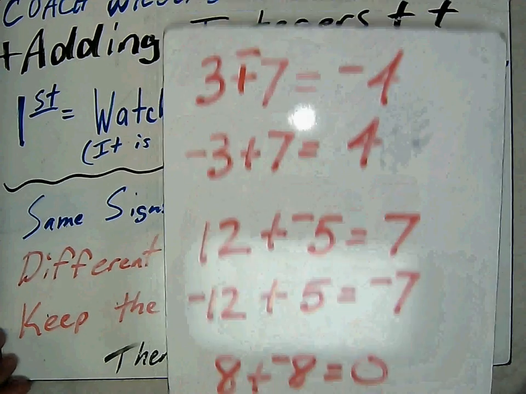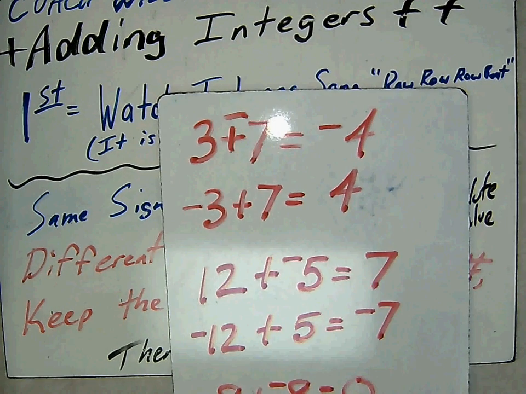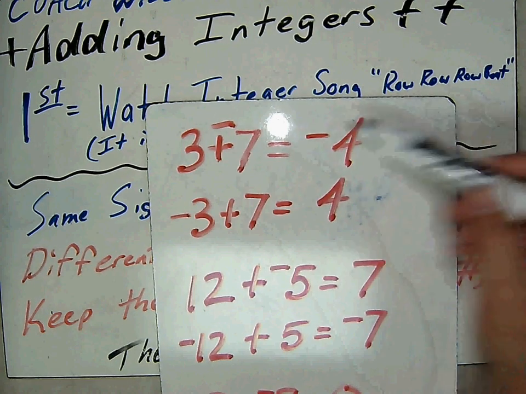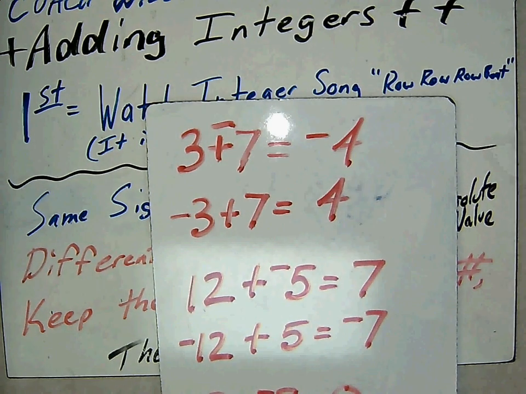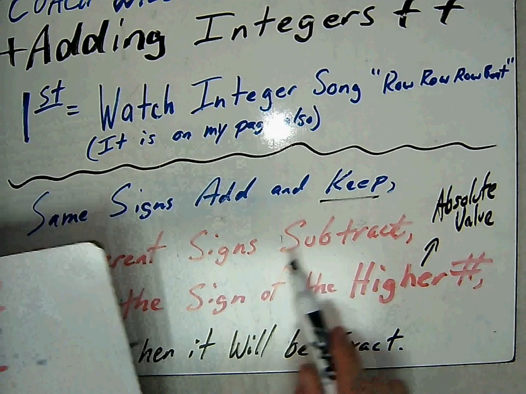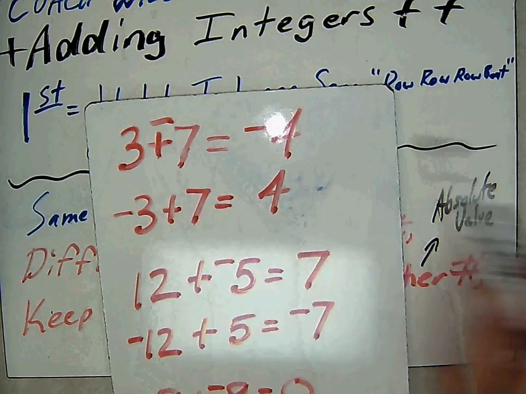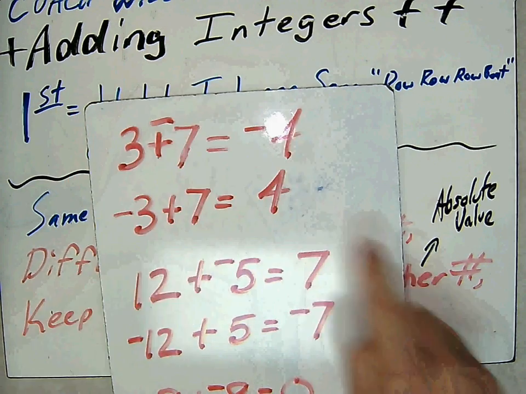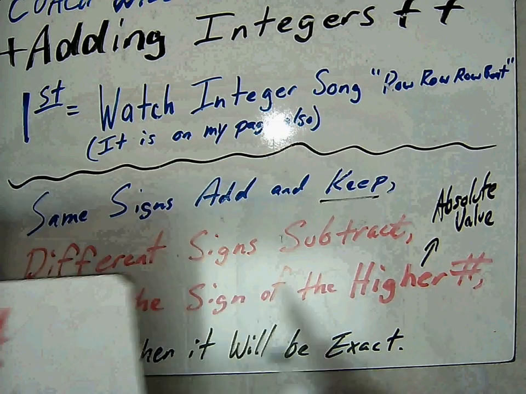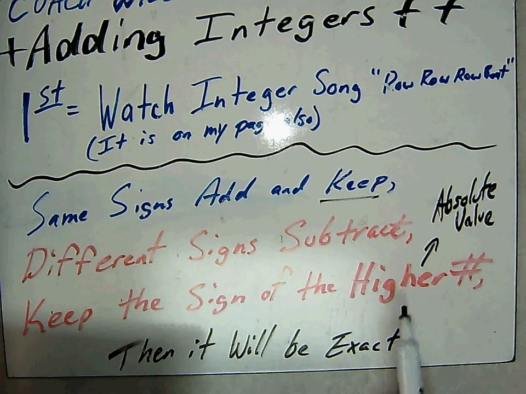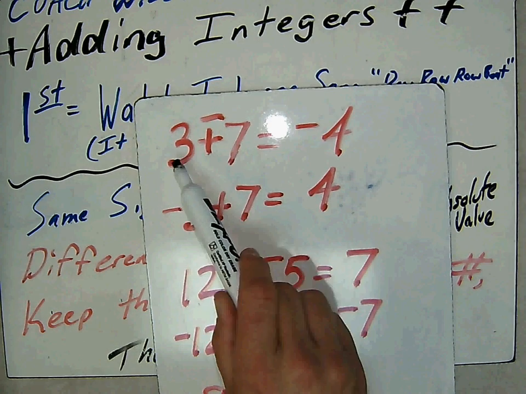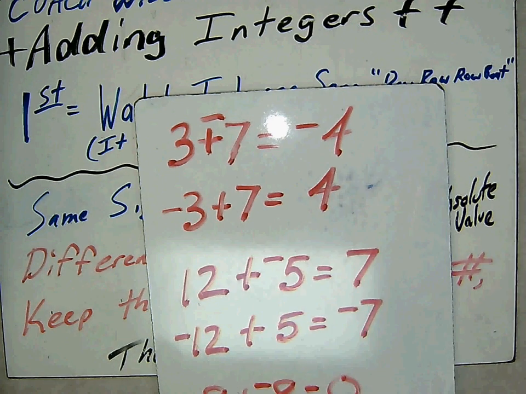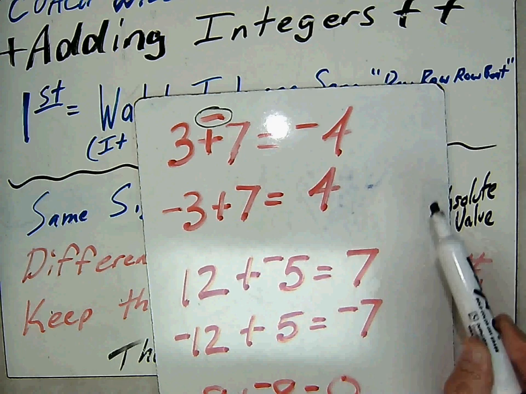Okay, so for the first example, we've got 3 plus a negative 7. Those are different signs. This is positive, this is negative. Okay, so you're going to subtract. Different signs, you subtract. So 7 take away 3. That's 4. But you're going to keep the sign of the higher number, so the one that's further from 0. So 3 is not as far as the negative 7 is. Okay, so 7 is the higher number, so you're going to keep that sign. So that's negative. So the answer is negative.